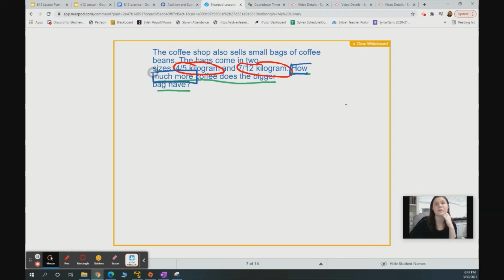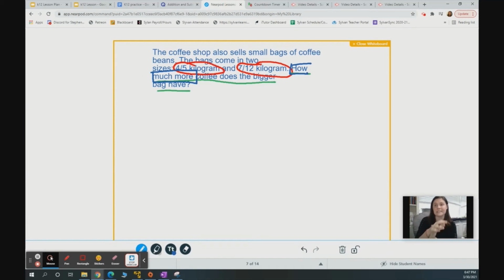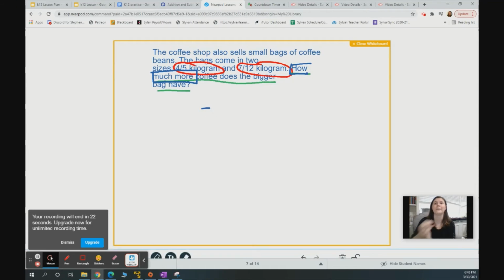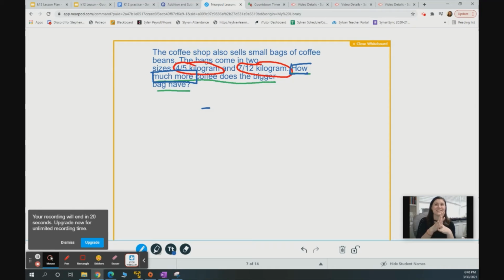Now that we have pulled out our important details, we have to evaluate. That's our E. So we need to figure out, what are we doing here? When I see how much more, that tells me I'm going to subtract. Okay, now here's the fun part.